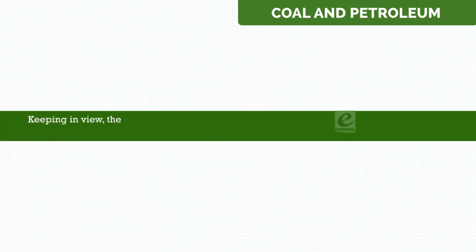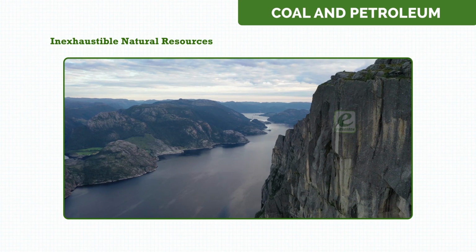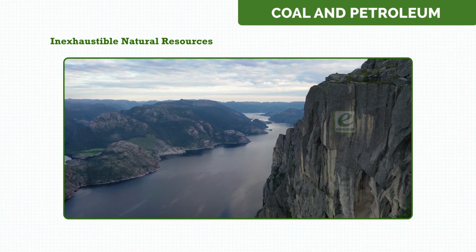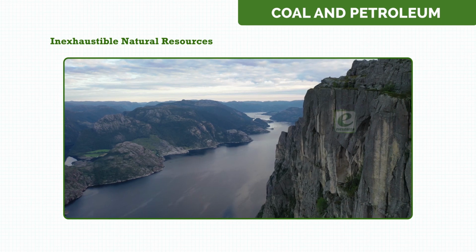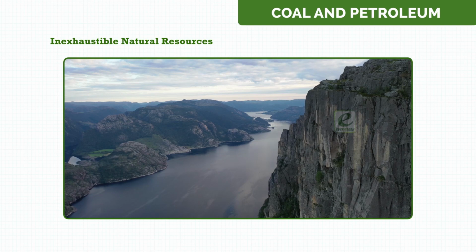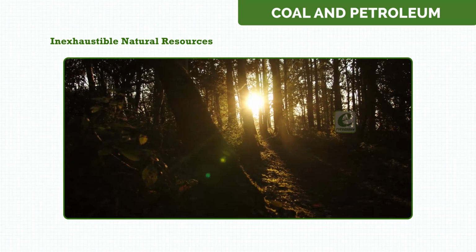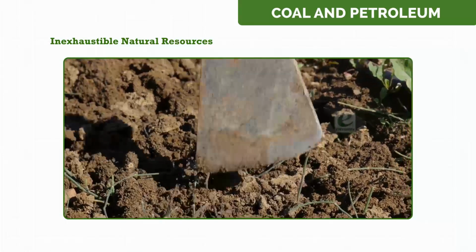Keeping in view the availability of various resources, these natural resources are classified into two main categories. Inexhaustible natural resources: the resources which are present in unlimited quantity in our nature and are not likely to get exhausted in the near future by human activities are called inexhaustible natural resources. Example: sunlight, water, air, soil.